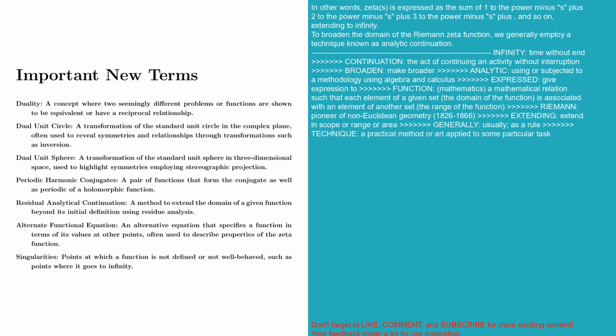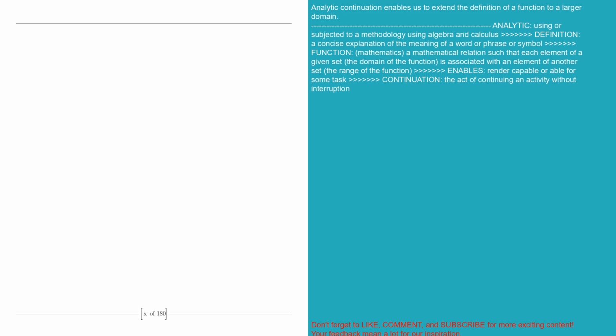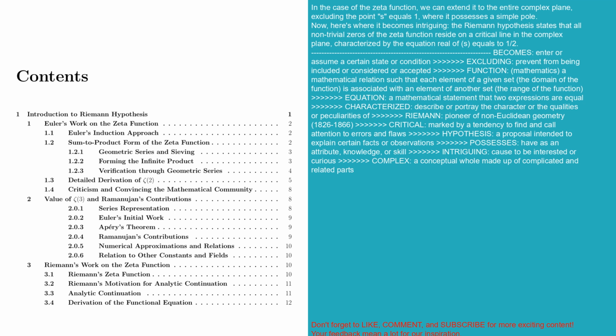To broaden the domain of the Riemann zeta function, we generally employ a technique known as analytic continuation. Analytic continuation enables us to extend the definition of a function to a larger domain. In the case of the zeta function, we can extend it to the entire complex plane, excluding the point s equals 1, where it possesses a simple pole.